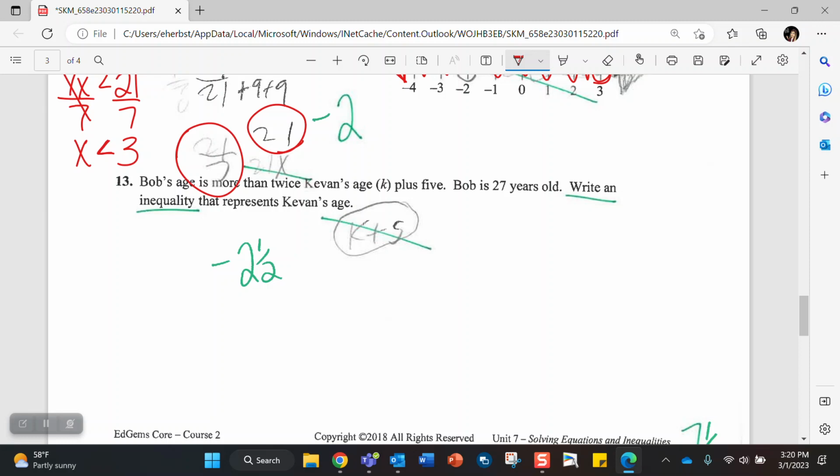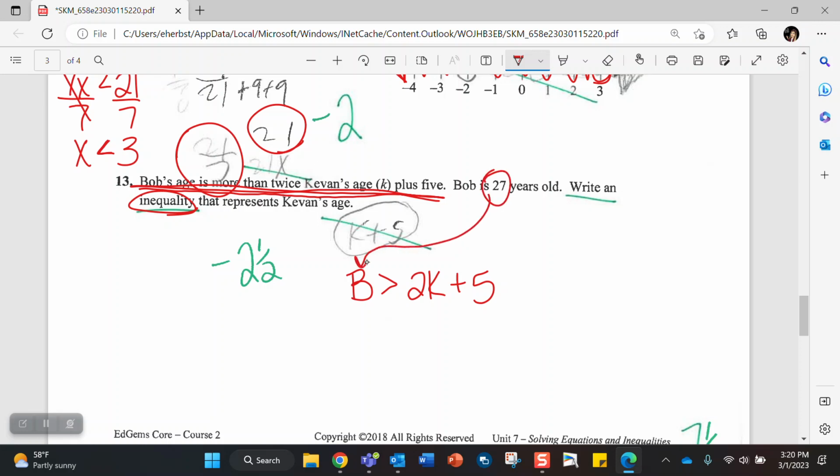So again, this is one where we're kind of looking at all of these words and trying to piece together an inequality. We wanted students to write an inequality. So I'm going to start with Bob's age. I'm just going to call it B. It is more than, that's the greater than symbol. Twice Kevin's age, 2K, +5. Bob's age is more than twice Kevin's age +5. And Bob is 27. We actually know Bob's age, so now I can put 27 here.